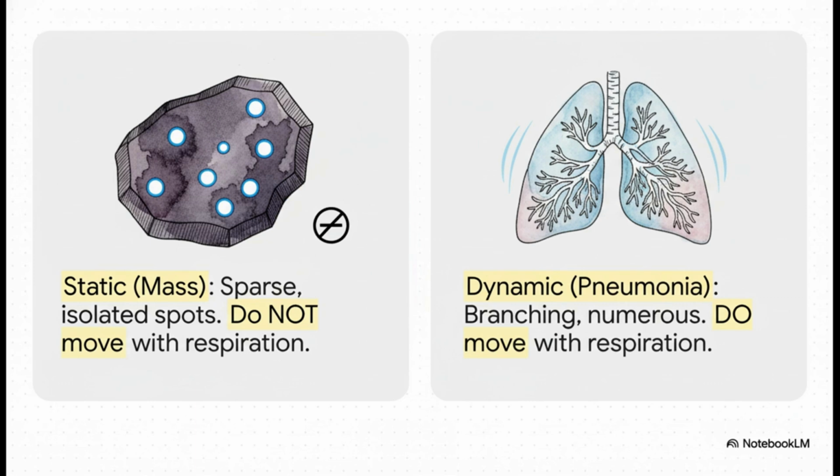The air is inside airways that are inflamed, sure, but they're still connected. So you'll see more numerous, branching bright spots that are dynamic. They actually shimmer and move with respiration. This is a seriously powerful way to tell them apart.